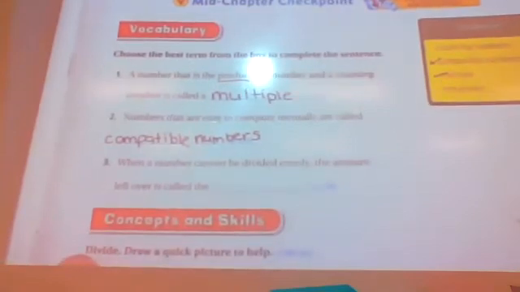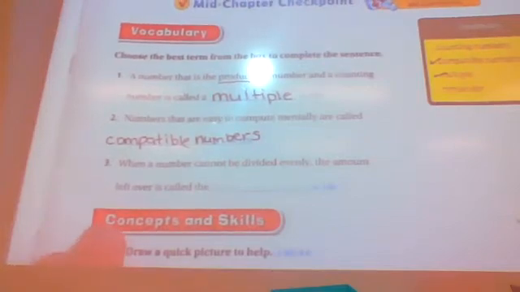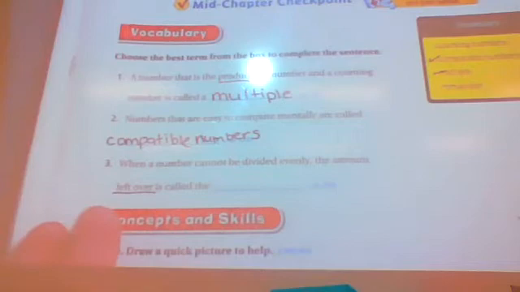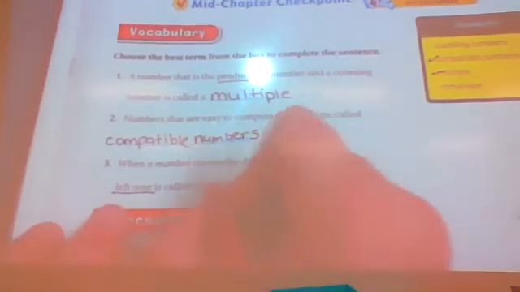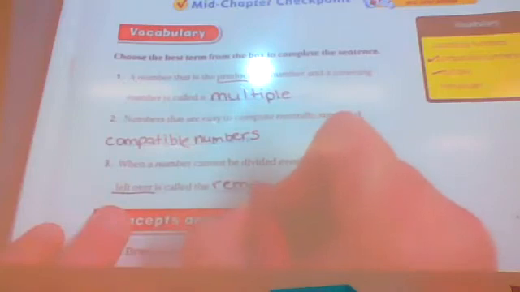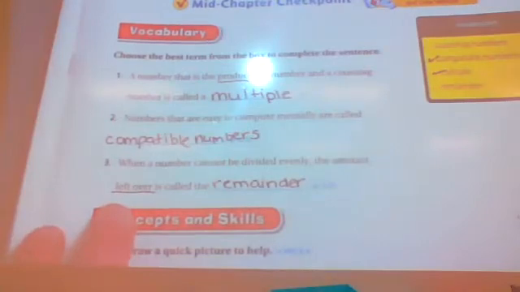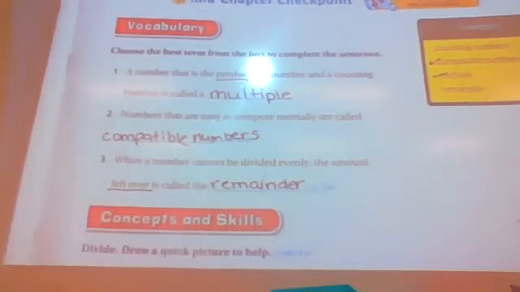Okay? Number three, when a number cannot be divided evenly, the amount left over is called the blank. The key in this sentence is left over. Okay? The number that is left over is called the remainder. So if you have a story problem, and it's ever asking what is left over, or if it wants to know how much is left over, you will refer to the remainder to be able to answer that question, okay?